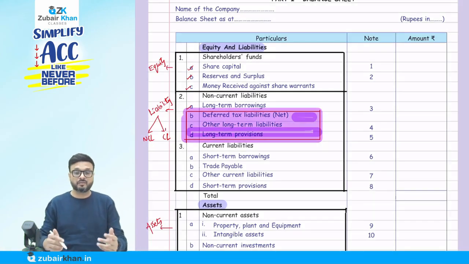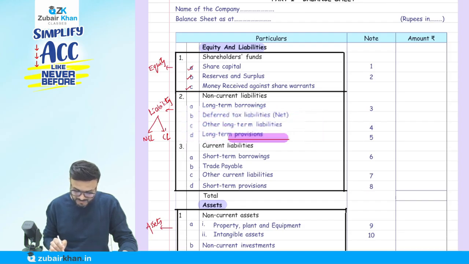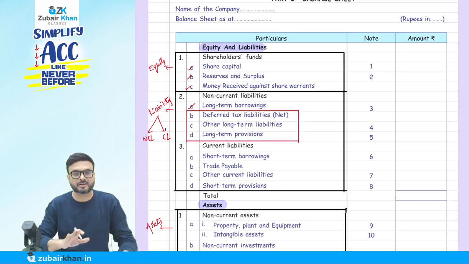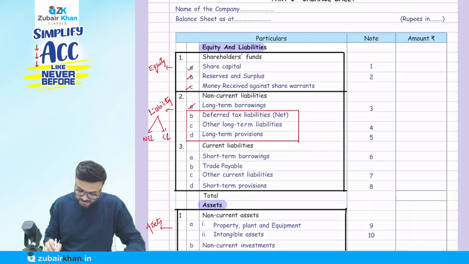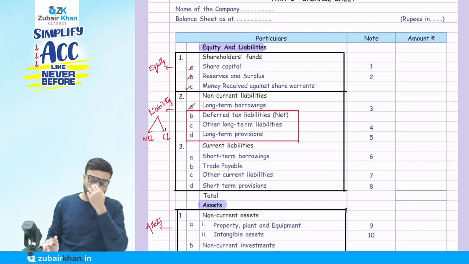But when we are going to prepare the balance sheet, even though it is mentioned under Schedule 3, they don't write it down when they prepare the balance sheet, because these items generally they don't give in questions. So let me highlight it. Just give me a minute. So these three items are okay.